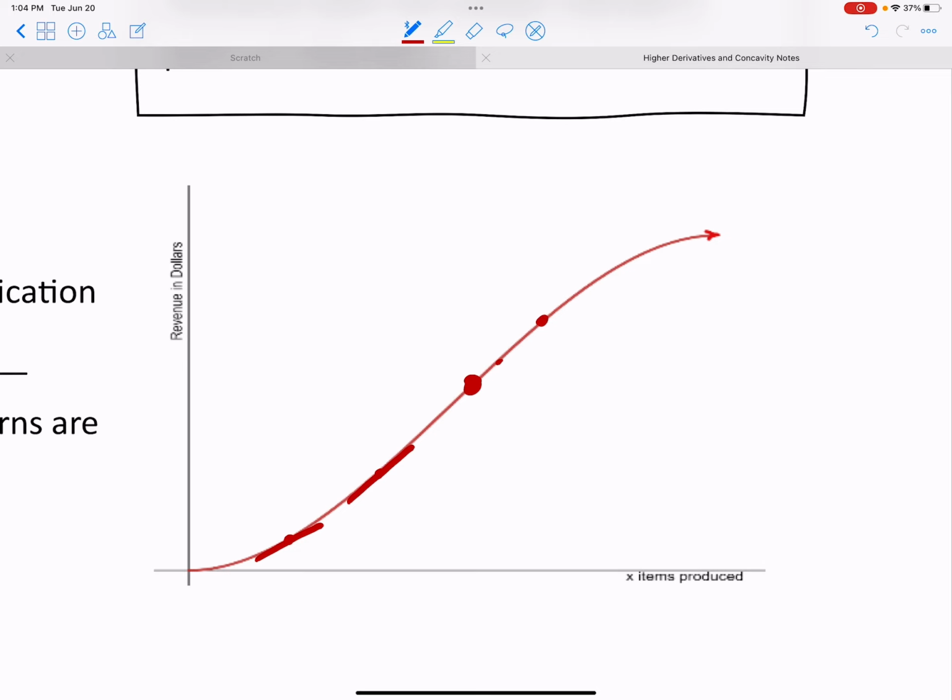I'm just having a hard time drawing these tangent lines. My slopes here are going to be flattening out. So before my inflection point, my slope is increasing, and then here my slope is decreasing. So the second derivative is increasing, the second derivative is decreasing, right? That's my concave up versus concave down.